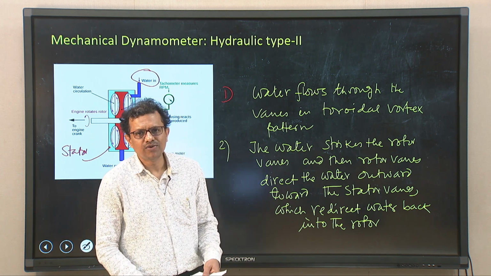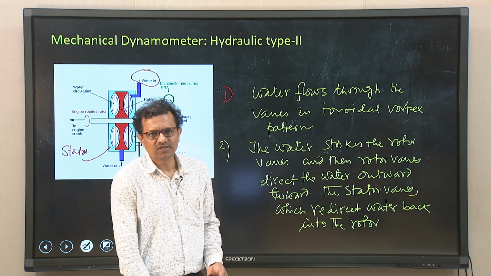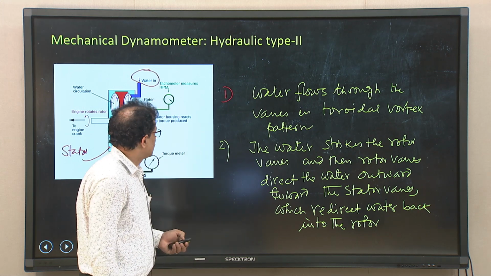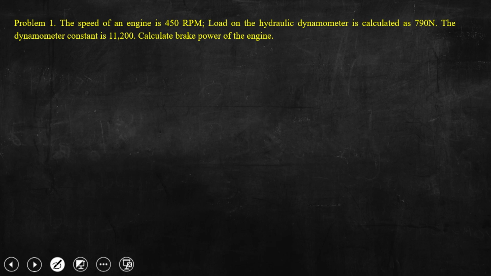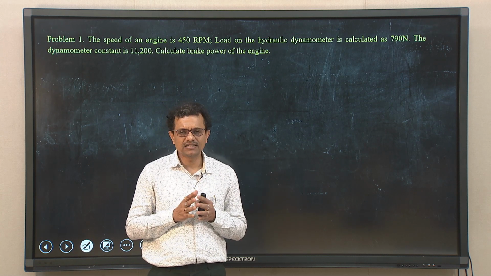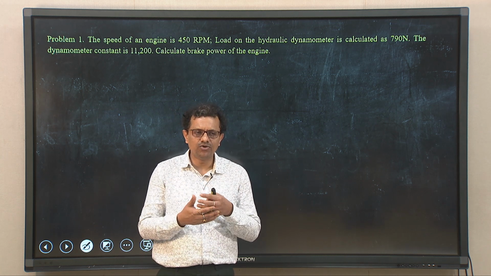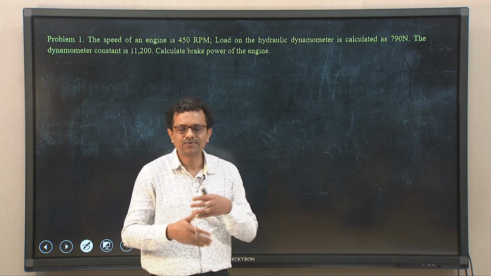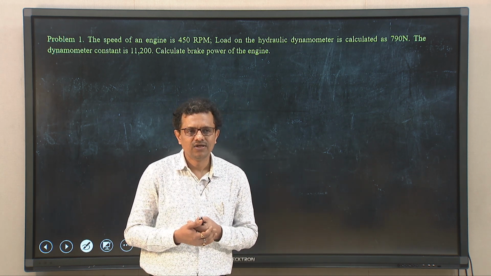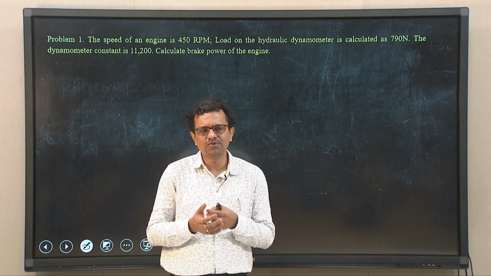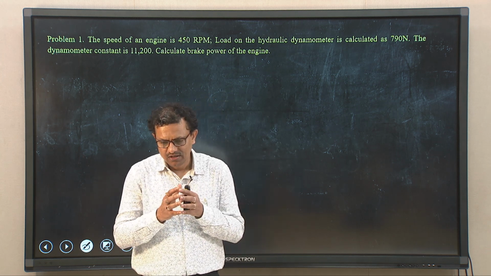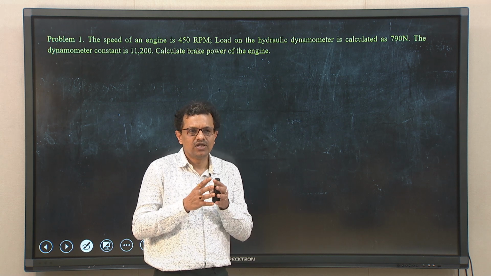So, let us now solve one numerical problem to illustrate the concept that we have learned today. If we go here, this is the problem statement. Let me read the problem statement first, then we will solve. The problem here is to calculate the brake power. Essentially, we need to brake the engine. So, the engine will be running, the shaft will be rotating, and we need to brake the power of the engine.